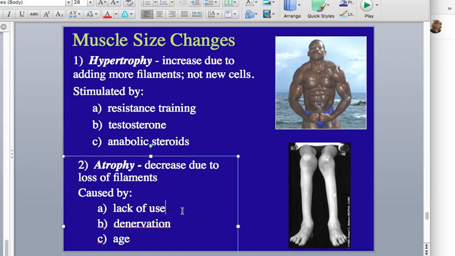This can happen through lack of use. This can happen through denervation, so that's the loss of nerves, because remember, these muscles need to be activated by nerves. Or it can just happen with age. Over time our muscles don't respond as much, and we start to lose muscle mass.